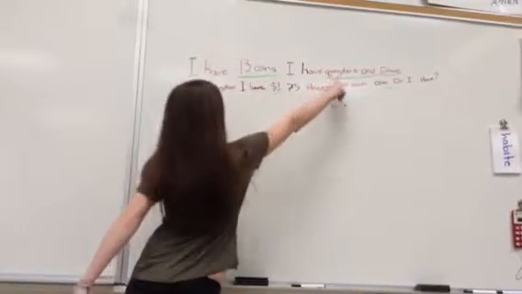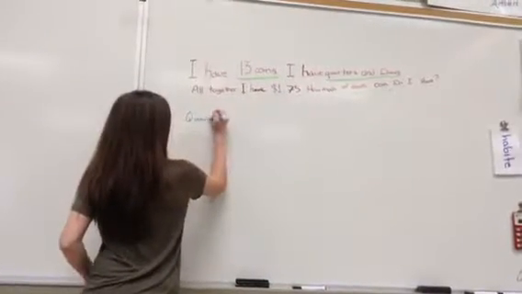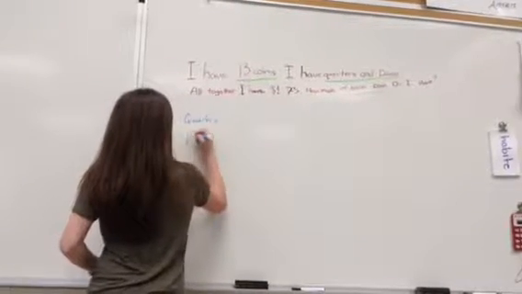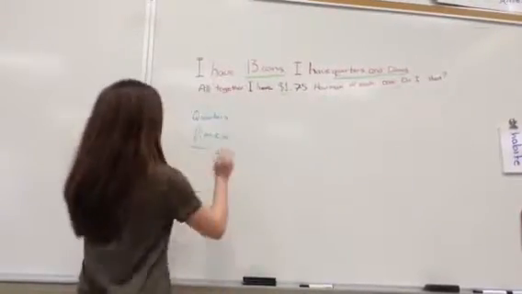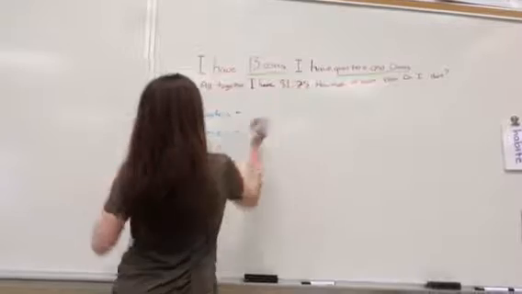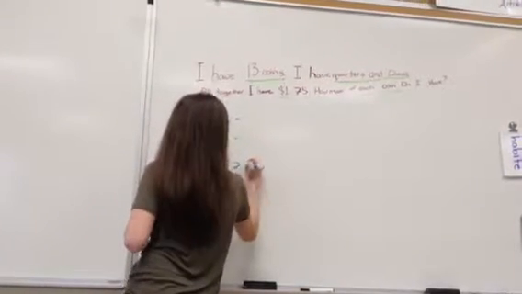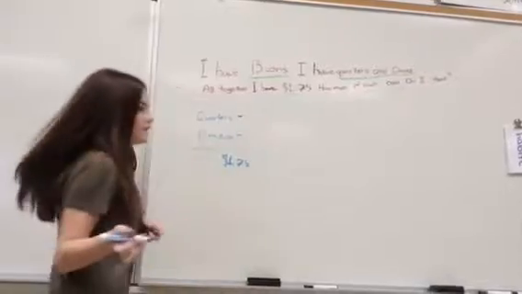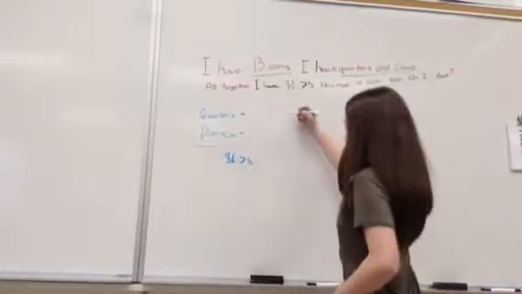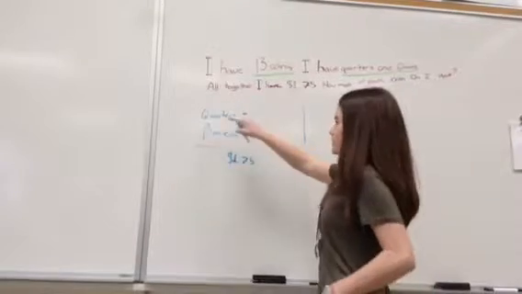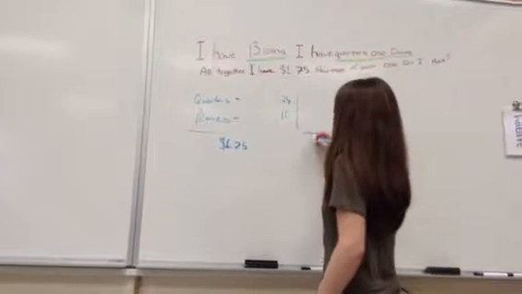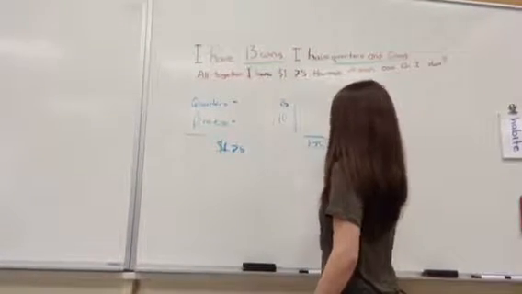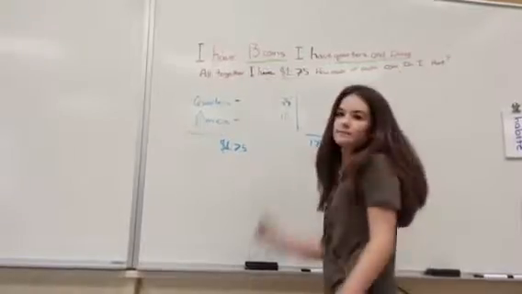So now I'm going to do the chart. First off, I'm going to put the quarters and the dimes, which is highlighted right there. And then when you draw the chart, just put the amount of money underneath it, which is $1.75. And then before you put the variables in here, put how many cents are in quarters, which is 25 cents. And for the dimes, it's 10 cents. And then over here, put $1.75, but instead of putting the decimal, put cents.